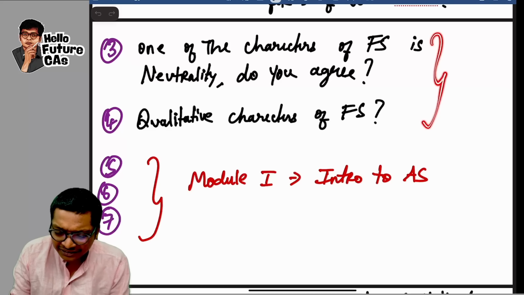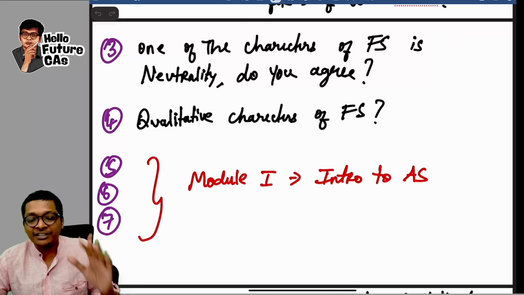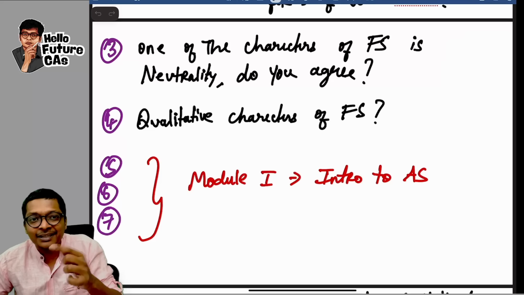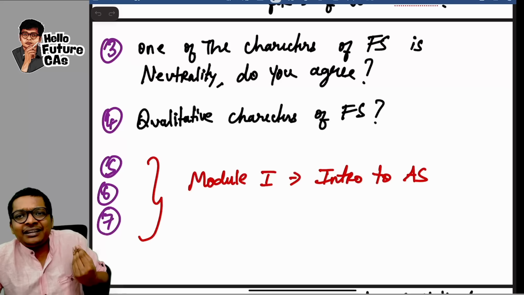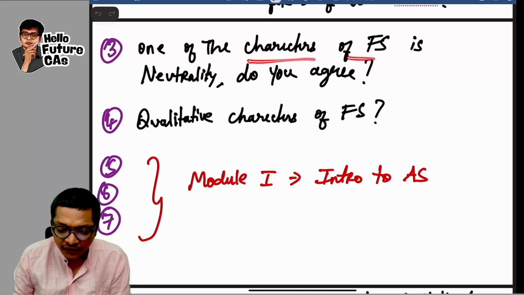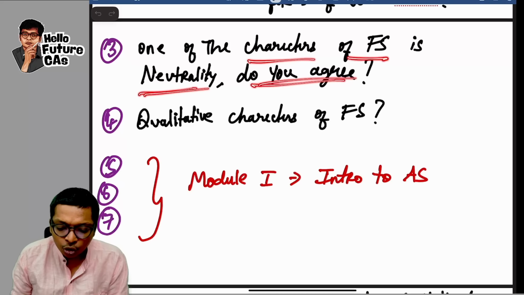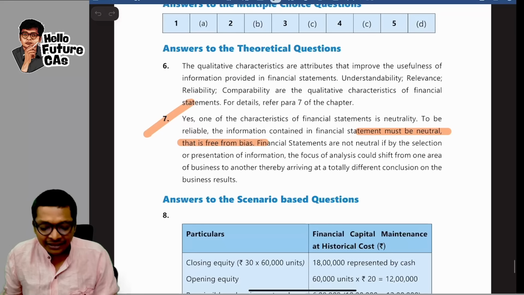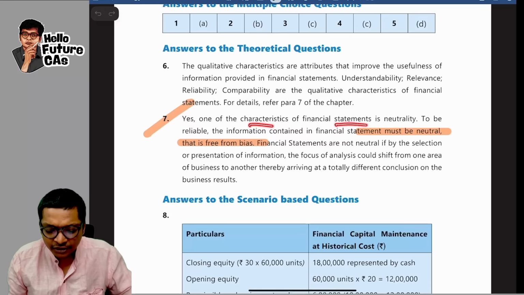Next, these 2 questions, this entire set of 5 questions I included in the list last time also. I'm going to include them in the list this time also. Why, sir? Not tested last time, so this time again it can come. One of the characteristics of FS is neutrality. Do you agree? Yes. Look at this. The answer for that is yes. One of the characteristics of FS is neutrality.